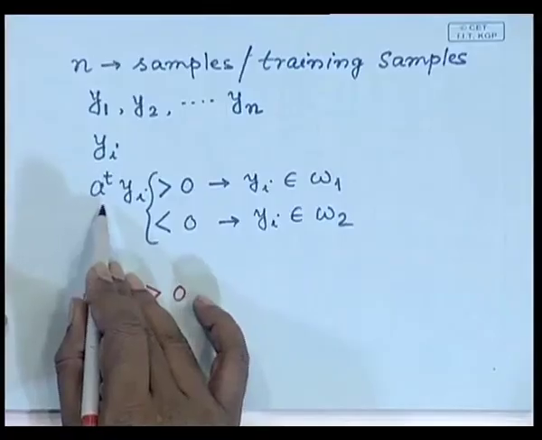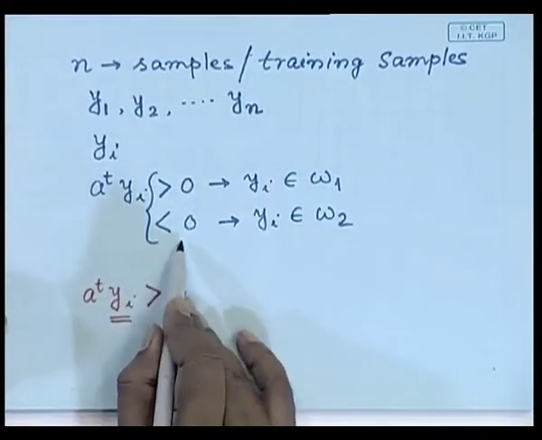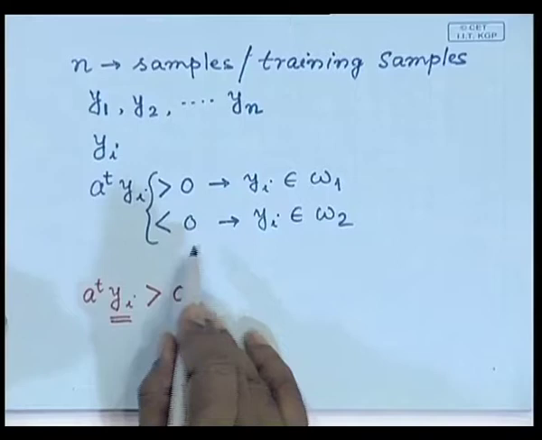So, how can we do that? From here you see that if A transpose y I is greater than 0, then y I belongs to class omega 1. If A transpose y I is less than 0, then y I belongs to class omega 2. So, why do not I do one thing? I take all the samples which are labeled as omega 2 and negate them. Instead of considering y I, I consider minus y I, because I know all the training samples which are given from class omega 2. So, I simply negate all those training samples.